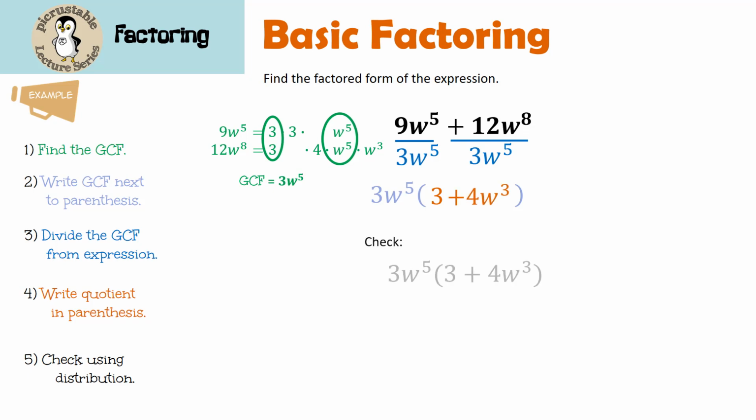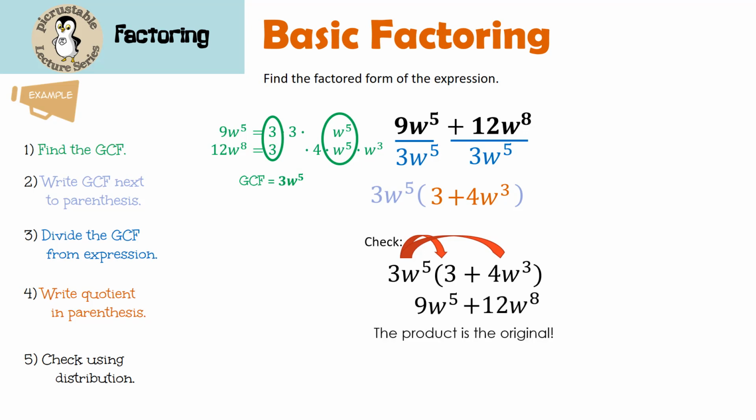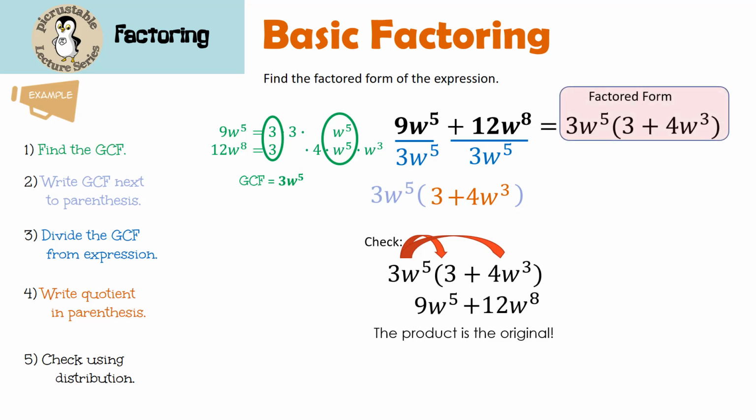But let's check. Once again, we're going to use the distributive property. 3w to the 5th times 3 is 9w to the 5th. 3w to the 5th times 4w to the 3rd is 12w to the 8th. And guess what? That product is the original. So what does that mean? That means the factored form for this expression is 3w to the 5th times 3 plus 4w to the 3rd. Now that's not bad, right?